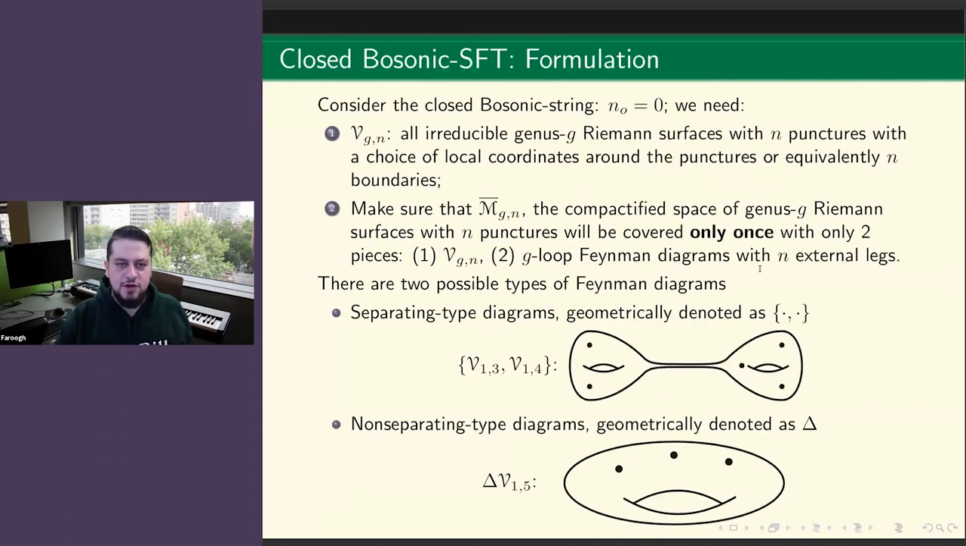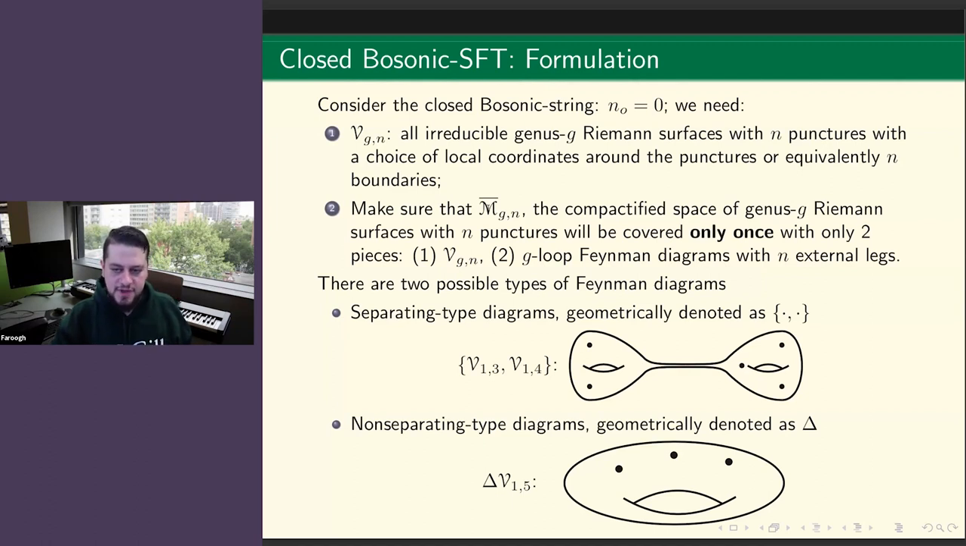In this talk, we only consider the closed bosonic string for this part. So the string vertices are basically all irreducible Riemann surfaces with n punctures, together with the choice of local coordinates at the punctures, or equivalently we can work with surfaces with boundaries by cutting off the disk. And then the unitarity of the theory implies that this compactified space of Riemann surfaces is covered by two pieces of data, which are the string vertex together with all the Feynman diagrams of the theory.